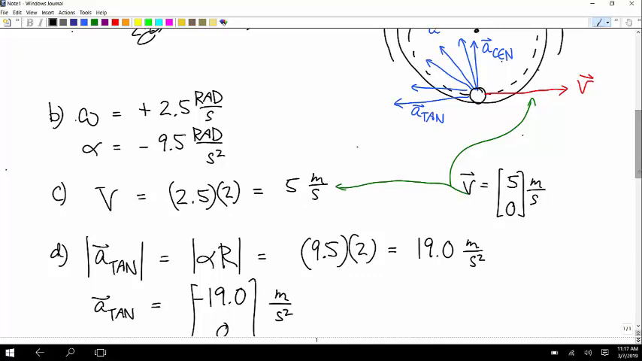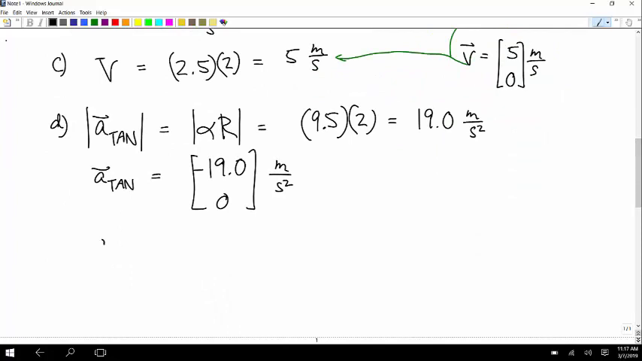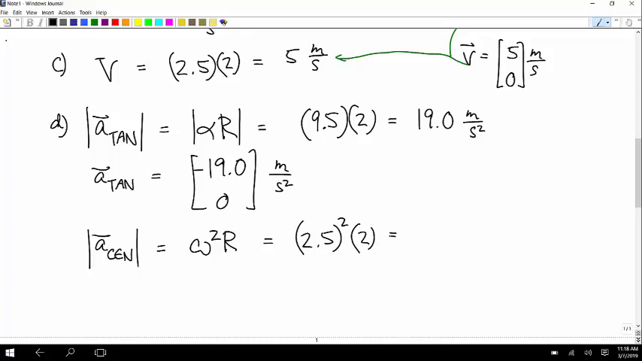Okay, so that's the tangential acceleration vector. And now the centripetal, the magnitude of that is omega squared r. And because of the square, we don't have to worry about an absolute value. So this is 2.5 squared times 2, and so that's 12.5 meters per second squared.